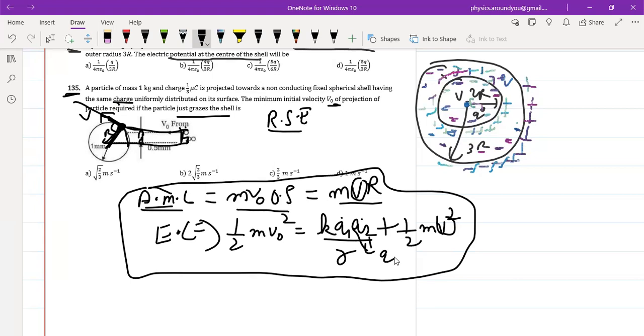So use energy conservation and angular momentum conservation, and wherever you see a minimum speed, that would be the answer. Get the value of V naught. Okay. From here, there are two unknowns, V and V naught, and two equations. Eliminate V from the system of equations and find the value of just V naught.